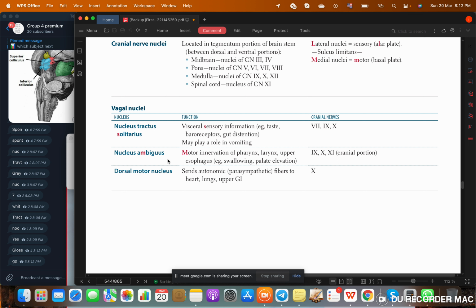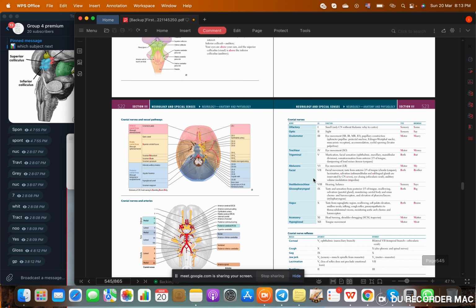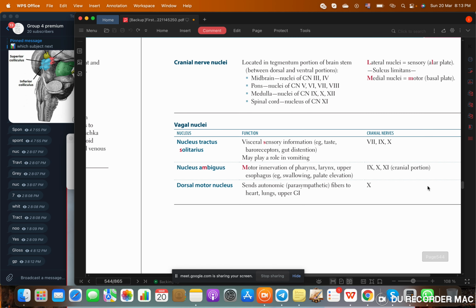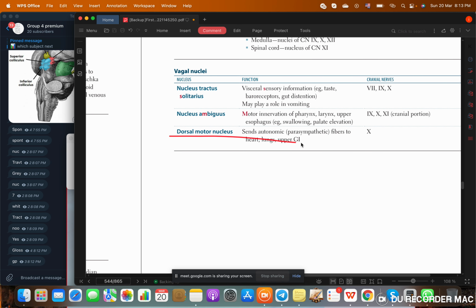So, nucleus ambiguus is solely motor. So motor innervation of the pharynx, larynx, and upper esophagus. So it helps you to swallow, and the palate elevation also helps you to swallow and pass the food posteriorly. So it's going to be cranial nerve number 9, glossopharyngeus, vagus, and accessory nerve. The accessory nerve has a really important function, which is mentioned here, of how it controls the motor movement of your trapezius muscle and the sternocleidomastoideus.